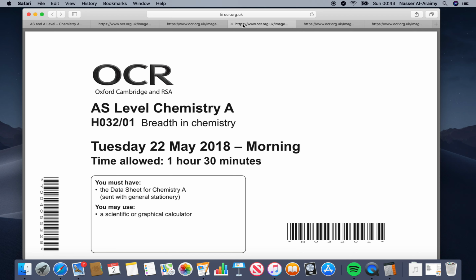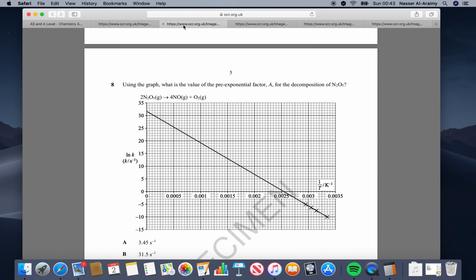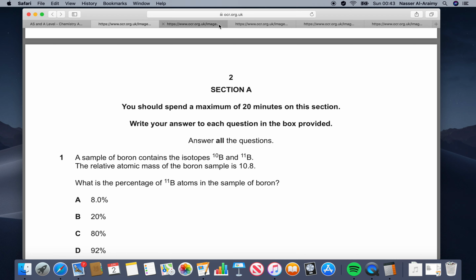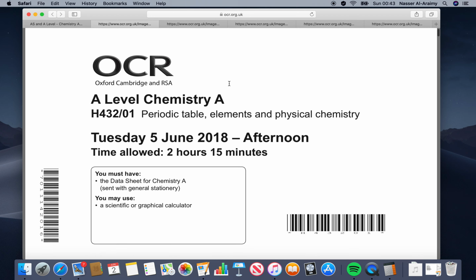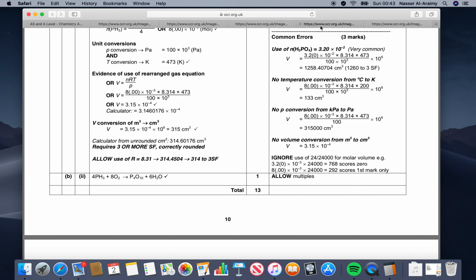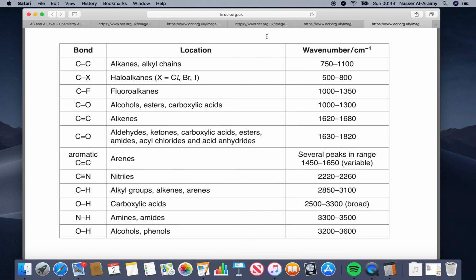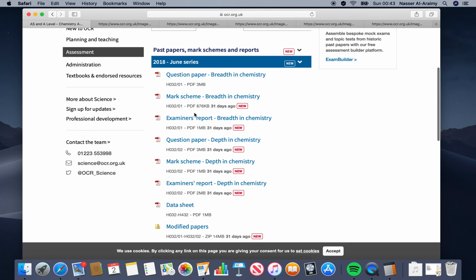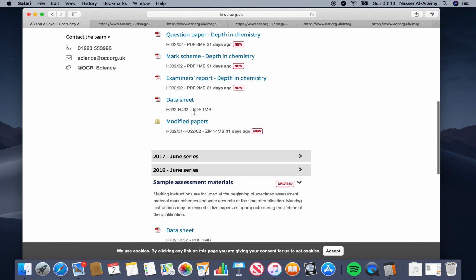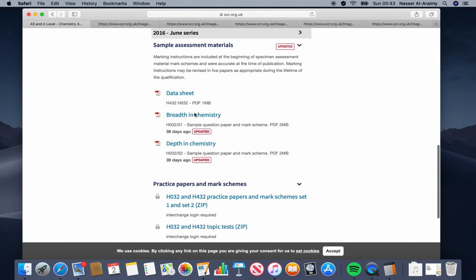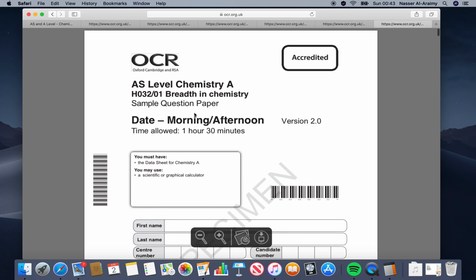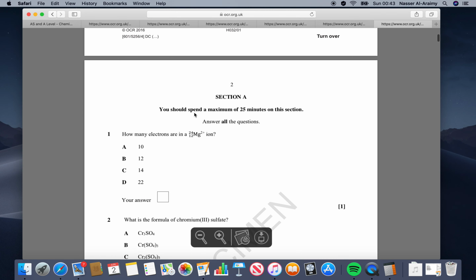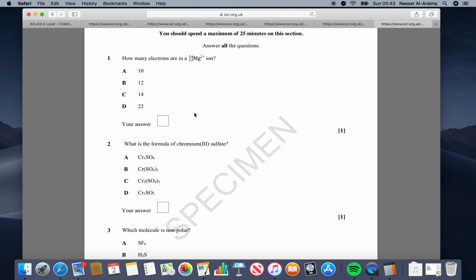But yeah, there's breadth in chemistry. Let's have a look. There must be something else as well. Another breadth in chemistry paper that we can look at. Maybe they've put another one up? Let's see. So that was 2018. It's 2017. This was the specimen paper, obviously, because there wasn't an exam back then.